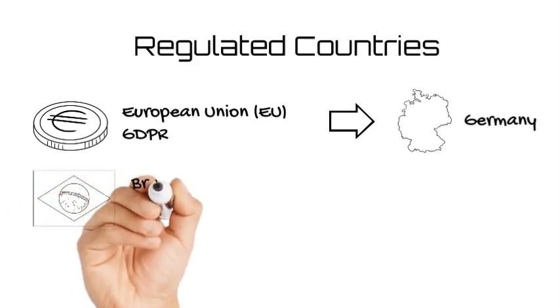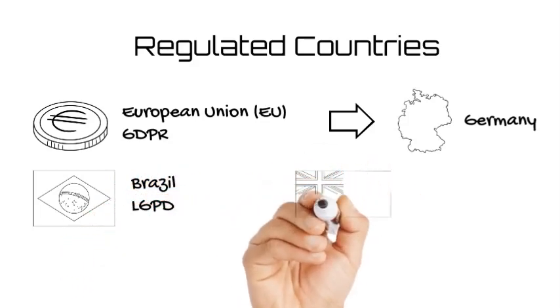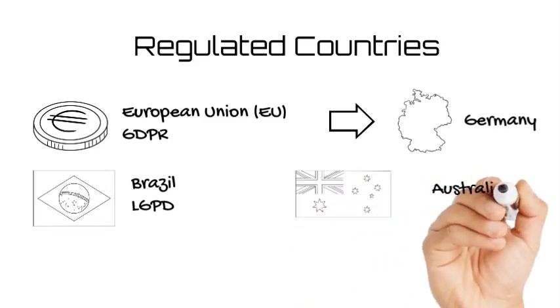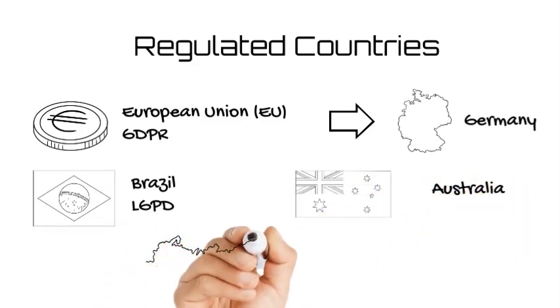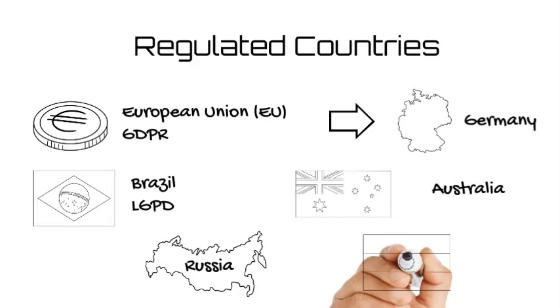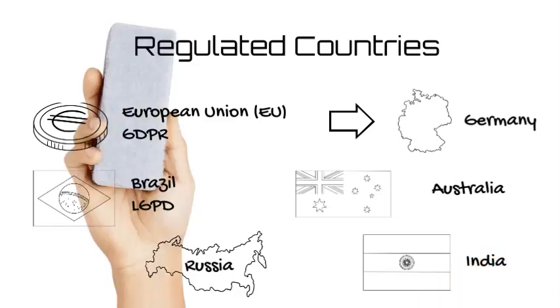You will find specific regulations in the European Union, EU, with their GDPR, General Data Protection Regulation, and, within the European Union, stricter regulations apply for other countries, like Germany. Brazil, with their LGPD, General Data Protection Law, has similar rules. And so do Australia, Russia, India, and many more countries.